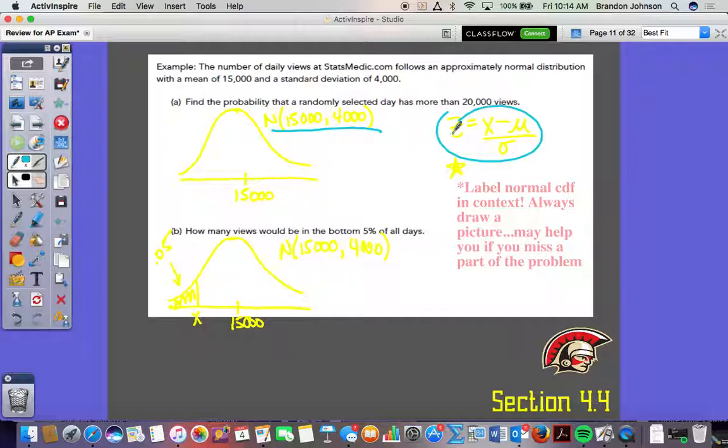So question, if I said find the probability that a randomly selected day has more than 20,000 views, what would be my line? What would I highlight? 20,000 and then to the right. Good. So 20,000 and anything to the right of that side. That's what we're trying to find. Before I do that, what is the probability of the whole area under a normal distribution? 1. Good. So we're trying to find a part of that whole. To do that, we find this area by doing normal CDF.